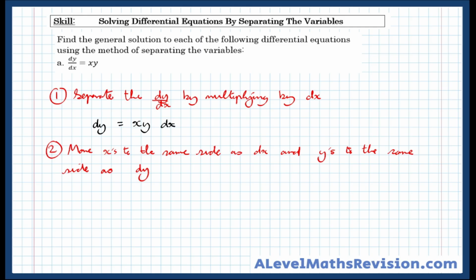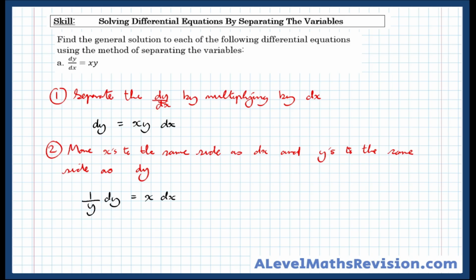Let's do that. So we end up with 1 over y dy equals x dx. And I always like to have the dy separately. It would be mathematically valid to write dy over y, so that's good, but I prefer to write it like this, and you'll see why in just a second.